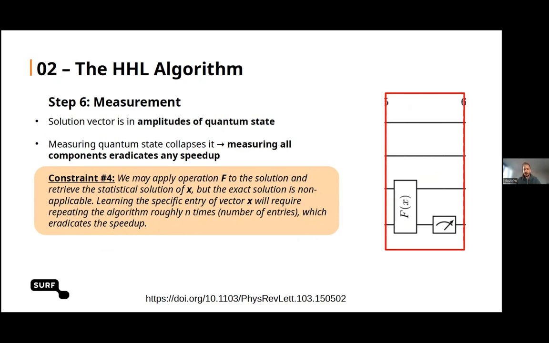But we are, of course, allowed to apply some operations. We can, for example, look at an expectation value of some observable, or we can try to find the highest component or the lowest, something like this. So we need to be a bit creative with how we extract the solution. This is constraint number four.